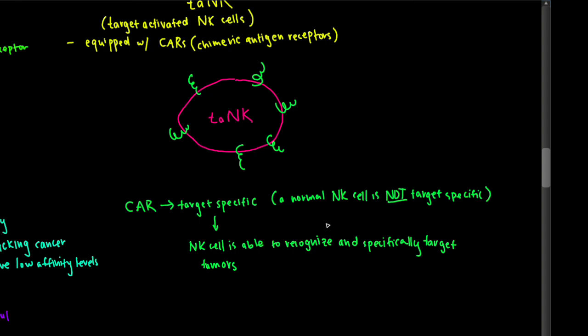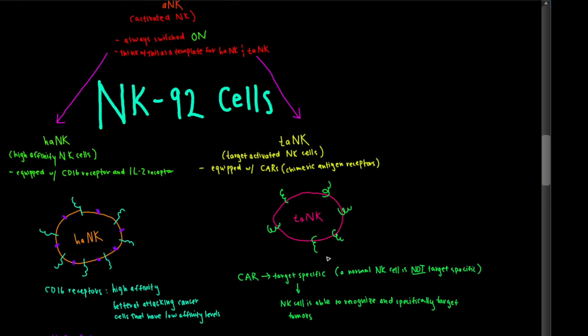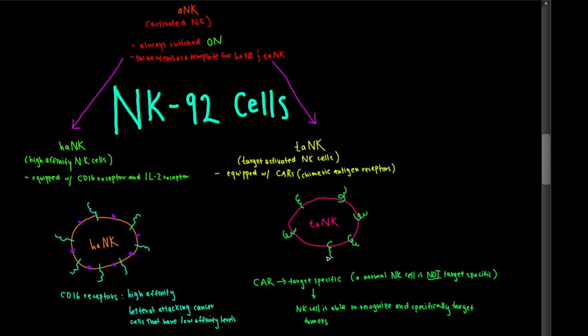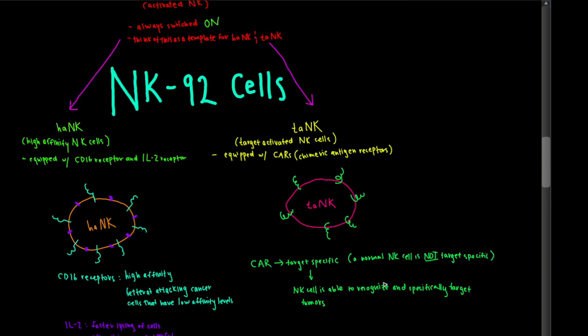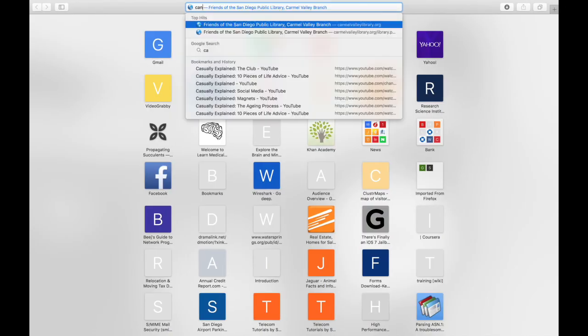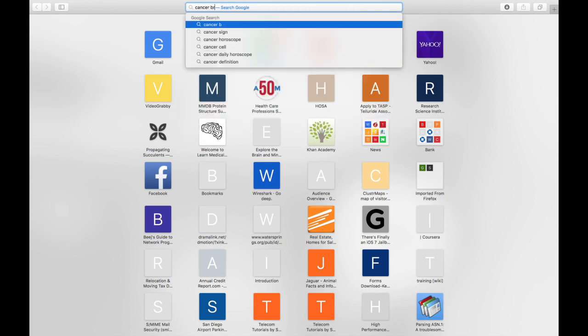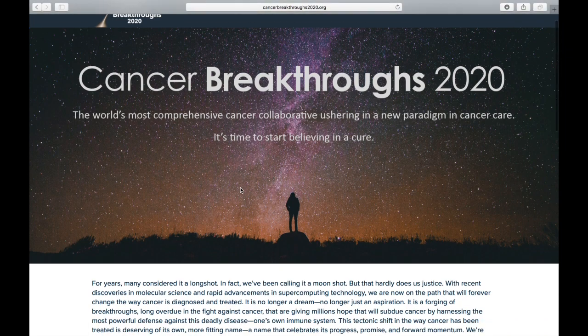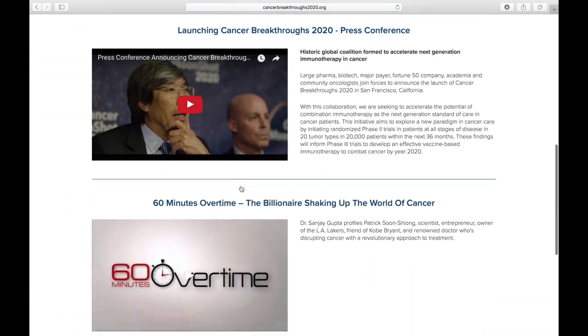Okay, so there are the 3 types of NK92 cells that scientists have created to enhance the body's immune system. NK92 cell research is fairly new and it's still ongoing today. Most of the articles and research papers that I read were from about 5 years ago or even less. NK92 cells are a part of NantKWest's Cancer Breakthrough 2020 campaign, which is an ambitious and progressive campaign that sets the goal of curing cancer.